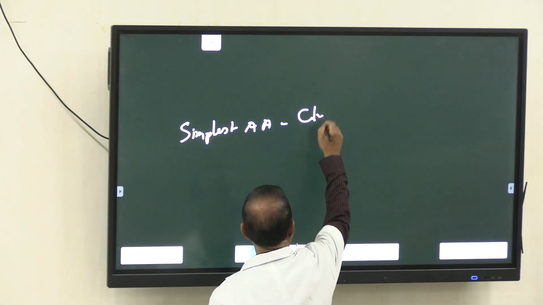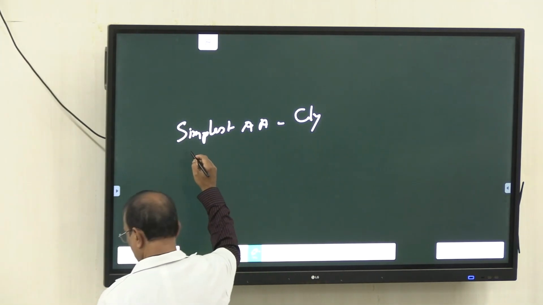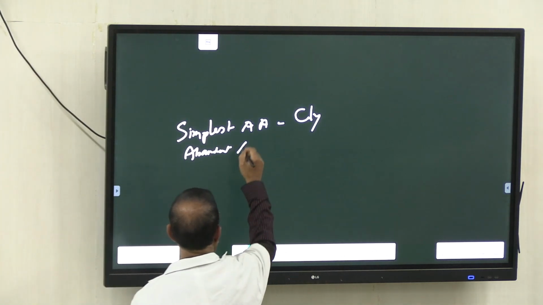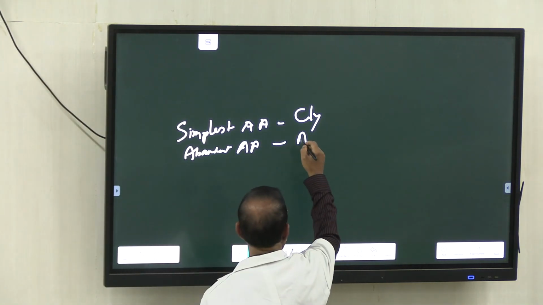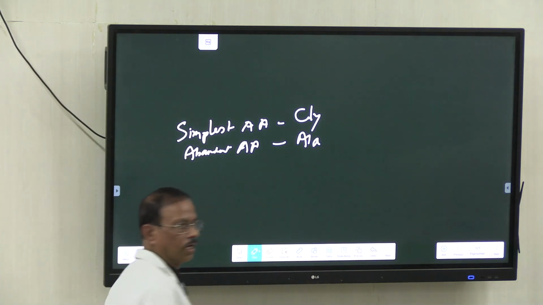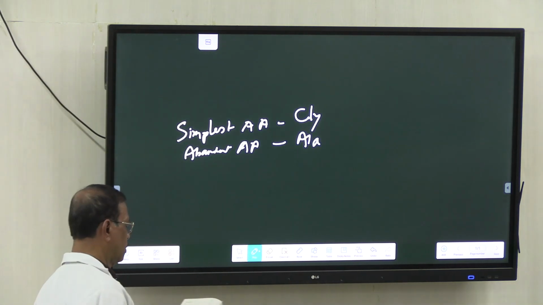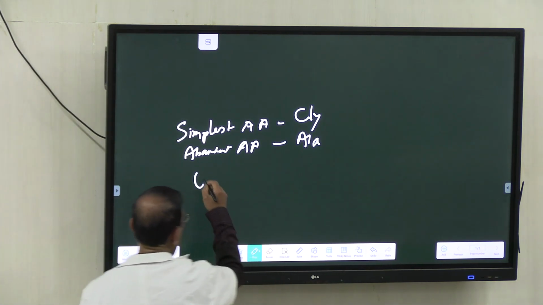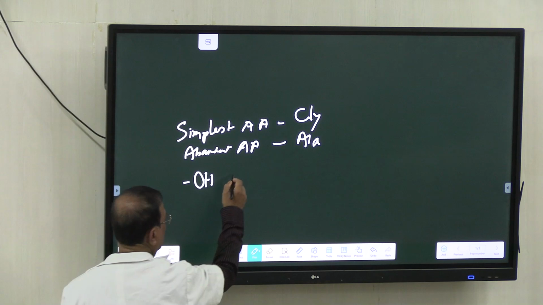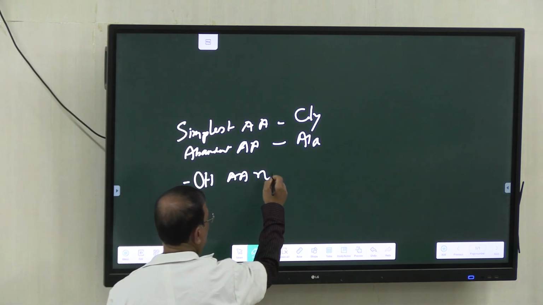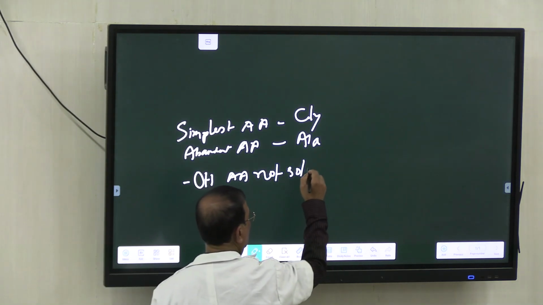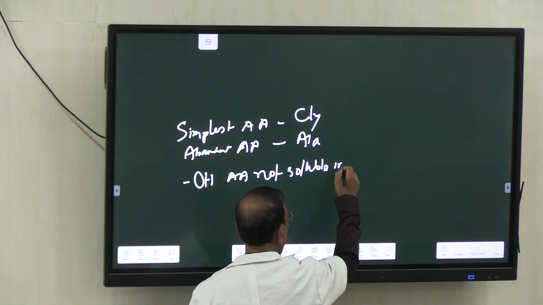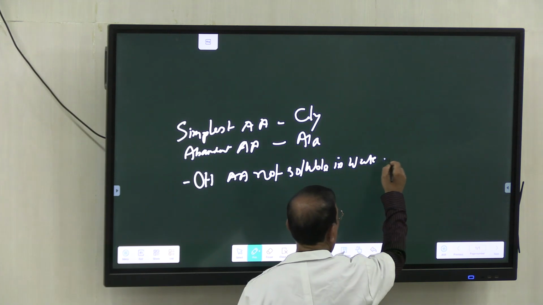Glycine: abundant amino acid. Alanine. Hydroxyl containing amino acid, not soluble in water: tyrosine.